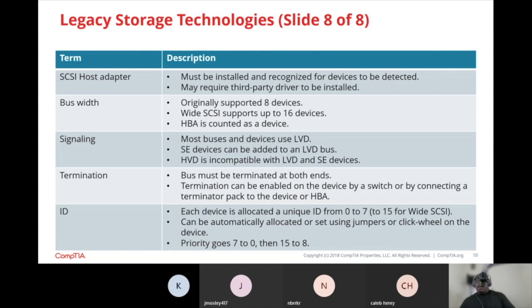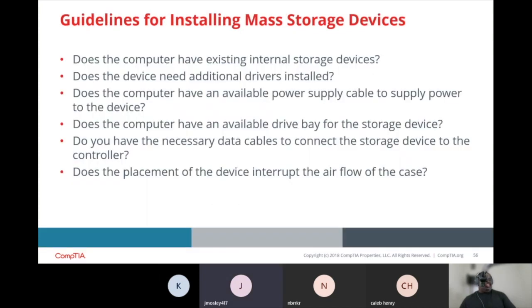And I'm gonna be honest with y'all, SCSI is before my time. I never touched a SCSI device ever. I started building computers in 2003. Yeah, these were things back in the 90s. Yeah. SCSI.